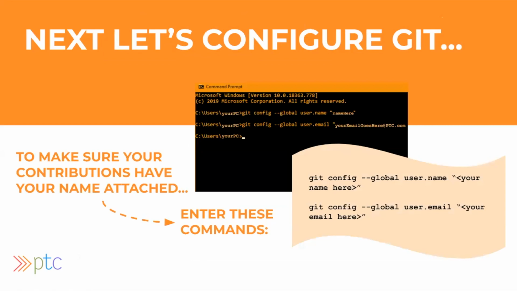Now let's configure Git. To make sure your contributions have your name attached, enter the commands that are shown on the screen, and I'll give you all a few minutes to do that. And by the way, when you're subbing in your name and your email, you don't need to actually enter the open, like the greater than and less than brackets. All you need is the quotation marks.